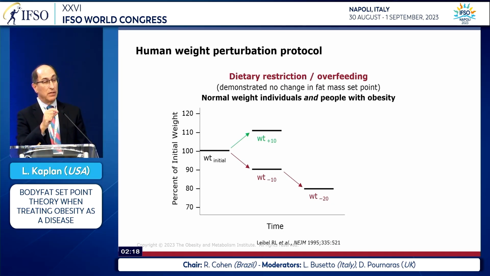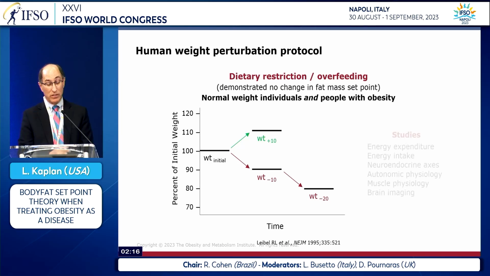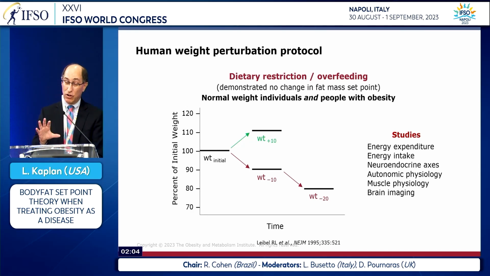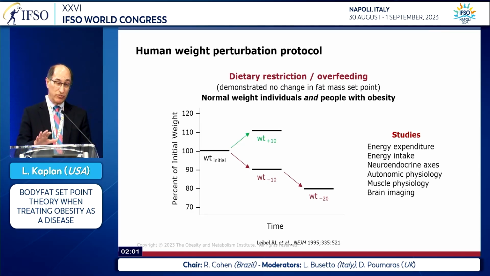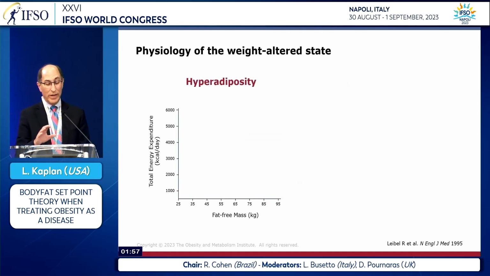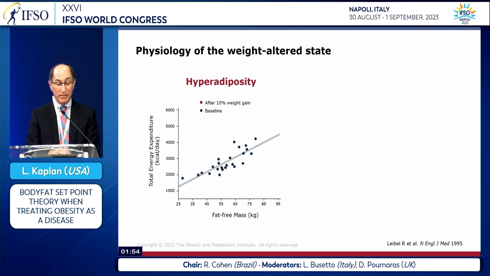But the question was, what did they learn from this study? And so they did energy expenditure studies, energy intake, neuroendocrine axes markers, and autonomic physiology, muscle physiology, and brain imaging. And I'm only going to show you one or two of the studies, but they did all of these studies. They're all published in the New England Journal and elsewhere, so you can see them. So the physiology of the weight-altered state, hyperadiposity, was done initially. They were forced to overeat. So this was baseline. If you'll notice, the fat-free mass is associated with the amount of energy that you burn.